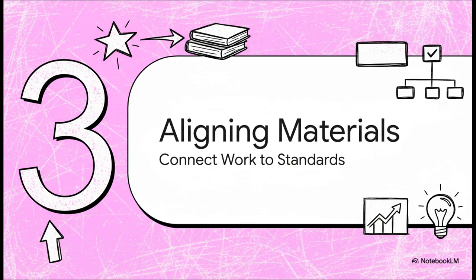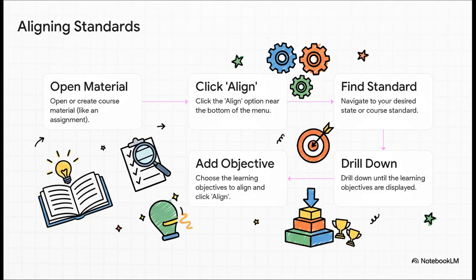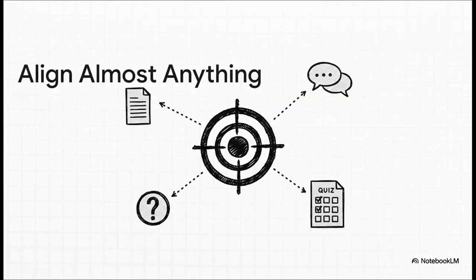Of course, for that report to work its magic, we have to feed it the right information first. And that means connecting your course materials directly to your learning objectives. And you know what? The process itself is super simple. When you're making or editing an assignment, you'll see this Align button down at the bottom. You just click that, find your standard, whether it's state standards or your own, drill down until you find the one you want, and boom, click to add it. It's that easy.